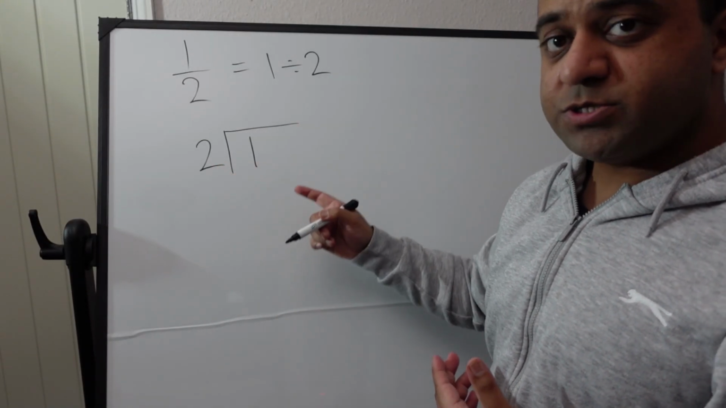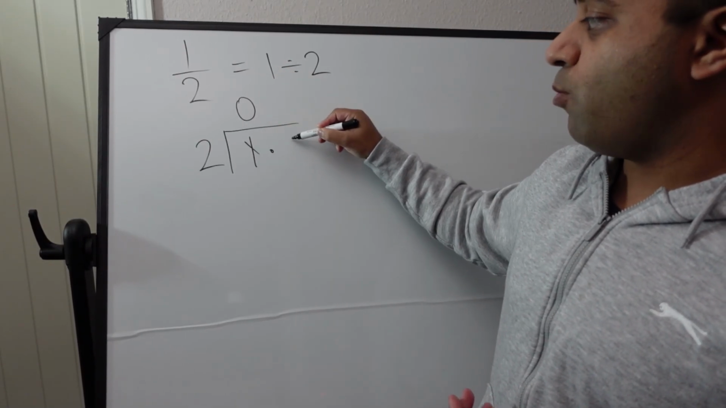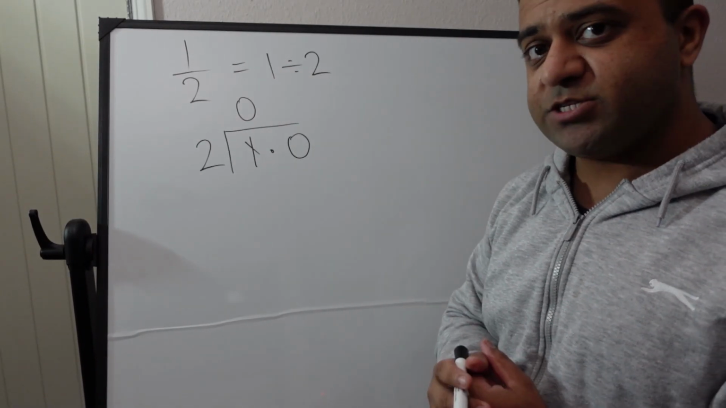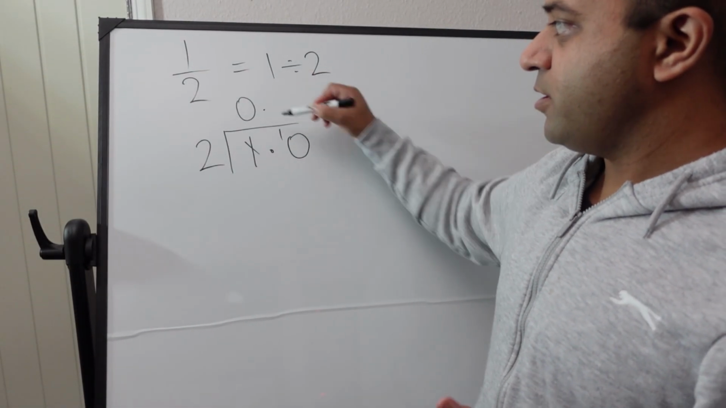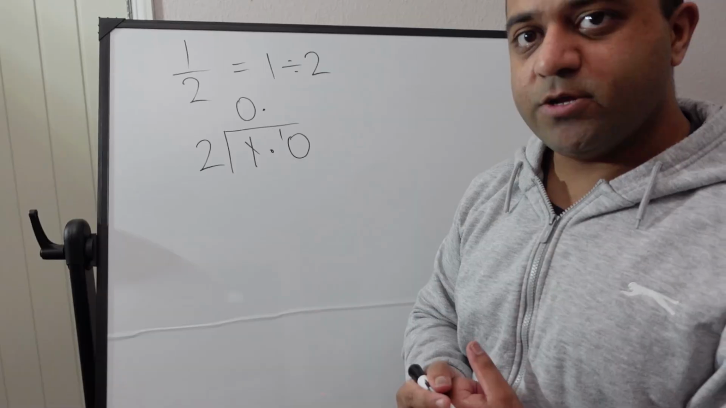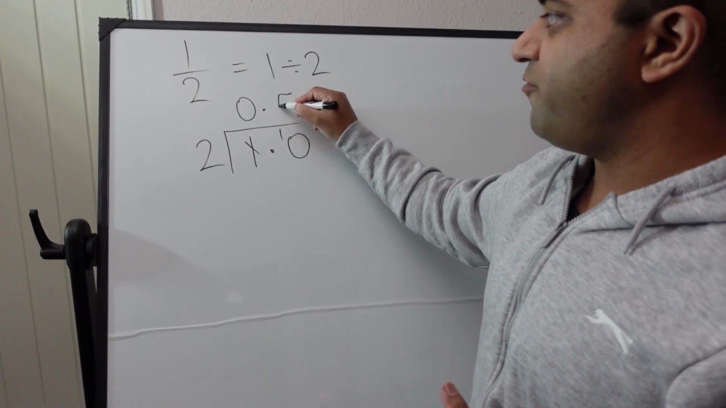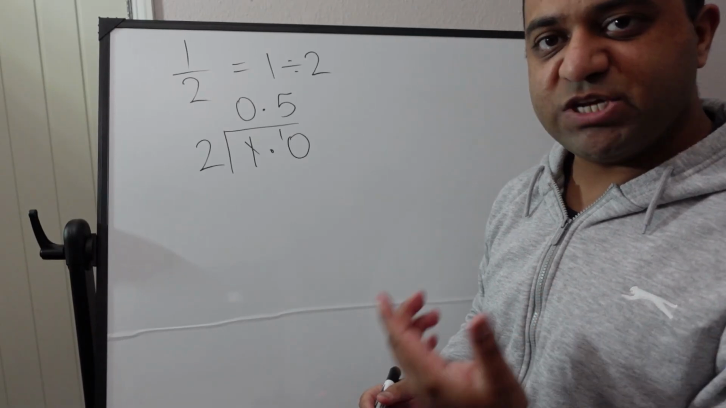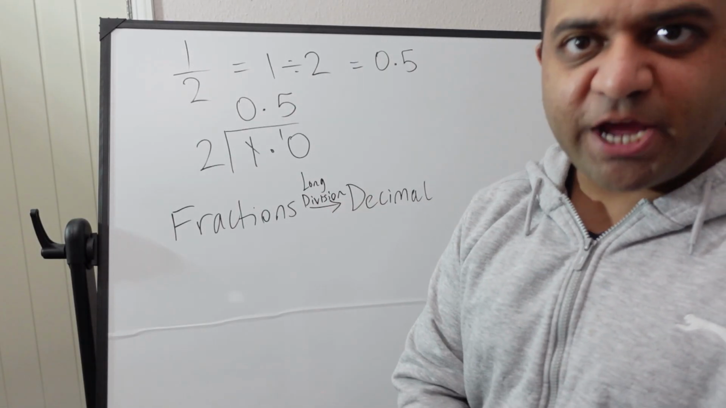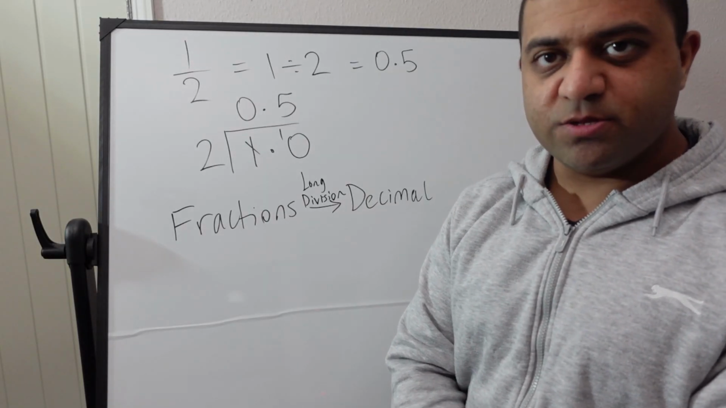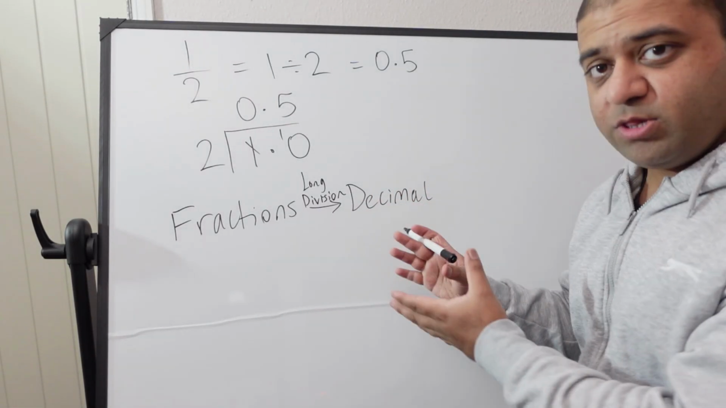The 2 goes into the 1 0 times, so we need to carry that 1 to the next decimal place, which is the 0, which now becomes a 10. Remember the decimal point on the answer as well. And the 2 into the 10 is 5, giving us a result of 0.5. Okay, so we've just seen an example of changing a fraction into a decimal by using long division. Well, what if we wanted to change the decimal into a percentage?